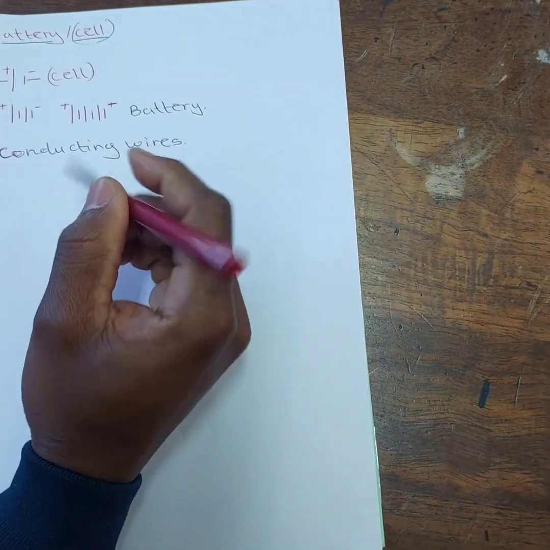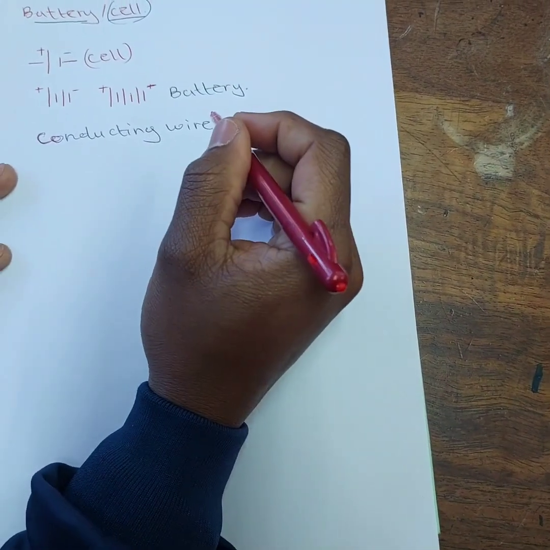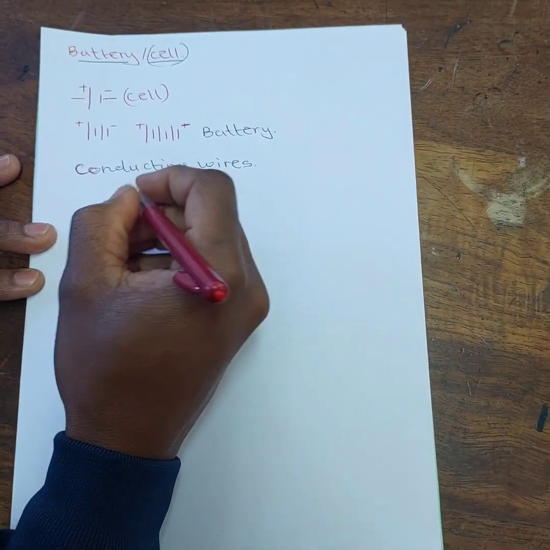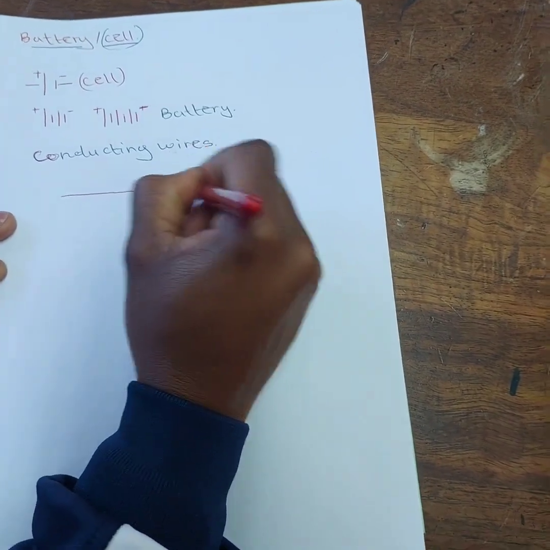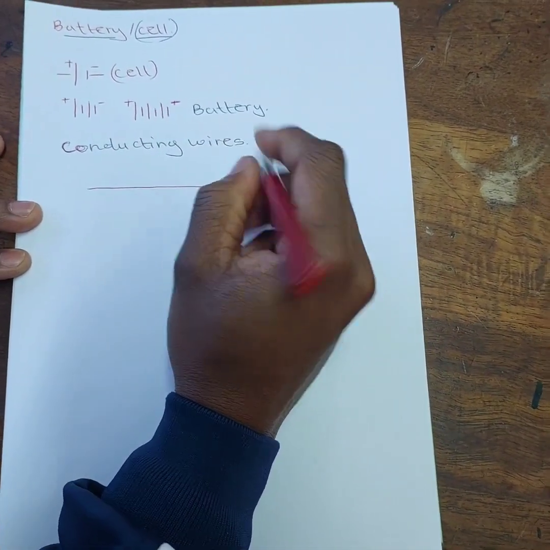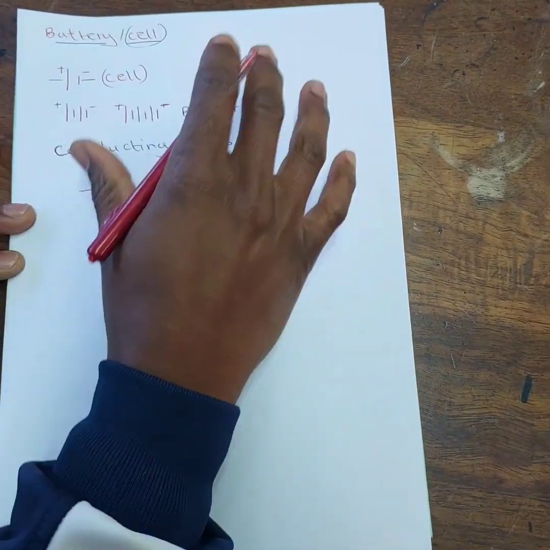These carry electrical energy around the circuit, and they are indicated with the symbols of straight lines. So you need to use a ruler for this. They are made up of straight lines, and these are the conducting wires.